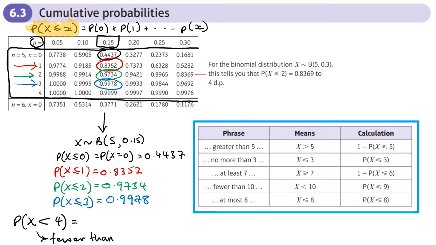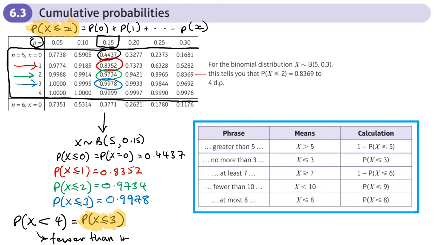The way that we would work that out is we would change it to the probability of x less than or equal to 3. Think of it like whole numbers. If I was saying I want the whole numbers fewer than 4, what's the last whole number I get to? It would be 3. So when we change it to this, then we can use the table.